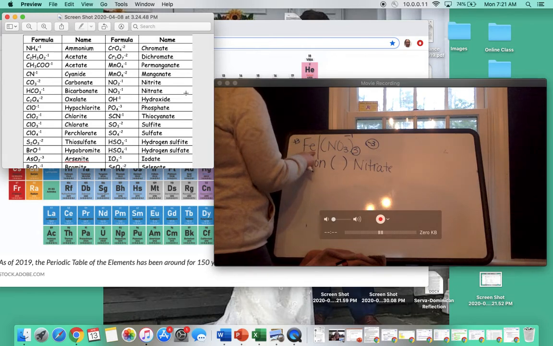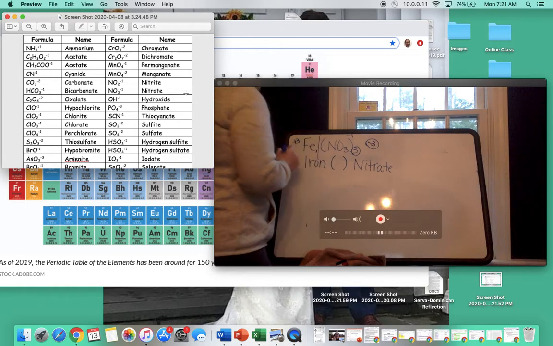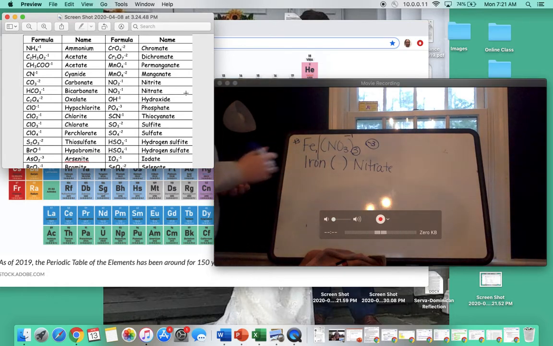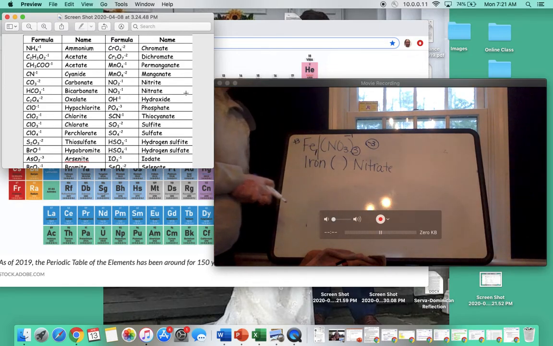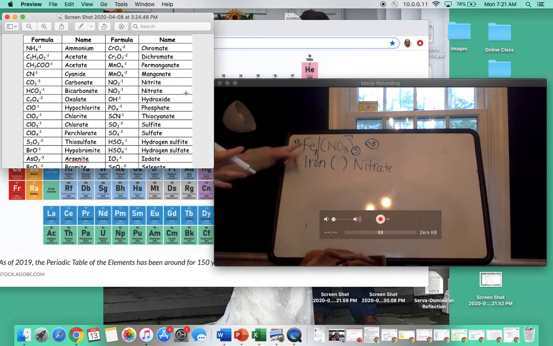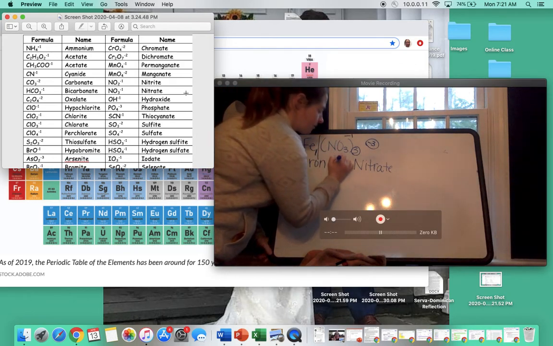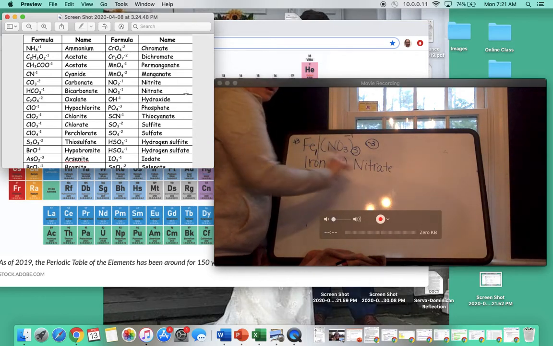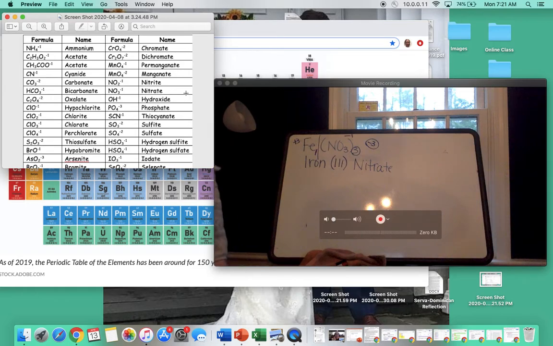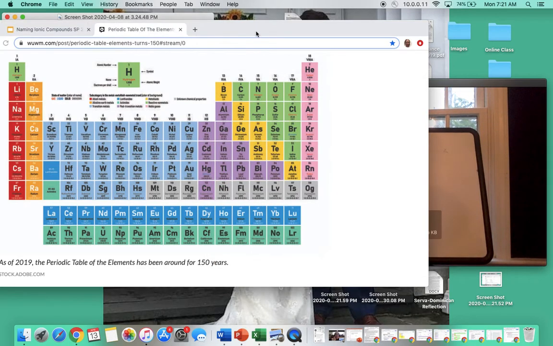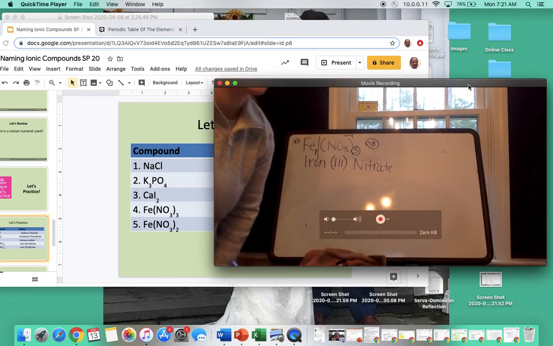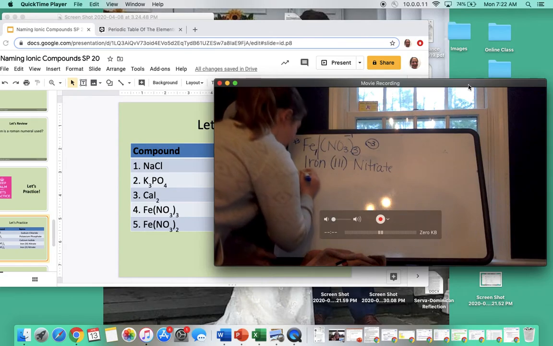So 3 divided by 1. Remember, if there's no number, it's a 1. I want you to get in the habit of dividing by 1. I know that's a little small, hopefully you can see it now. That way it becomes a habit, because this is not always 1. So 3 divided by 1 is 3. So in parentheses we have 3. Our answer then will be iron(III) nitrate. Okay? I know that one was a little bit tricky. Transition metals typically are the tougher ones that give people a challenge. Now let's do another one.